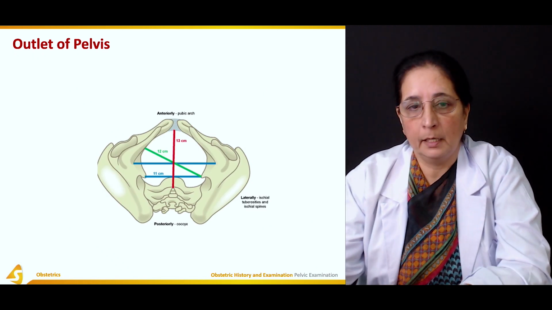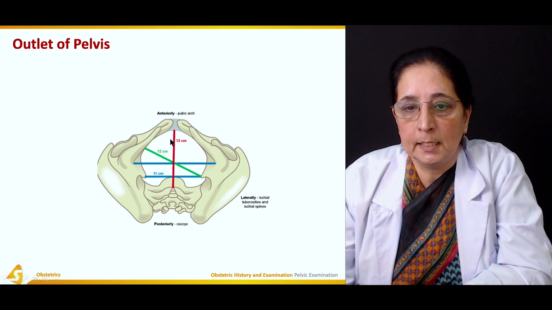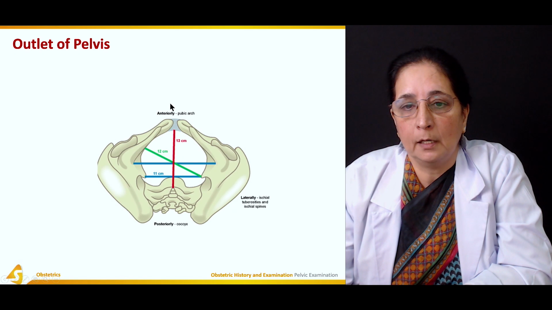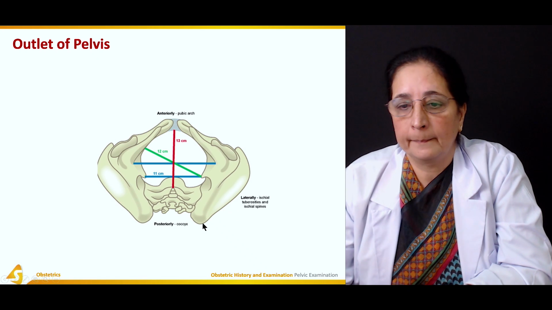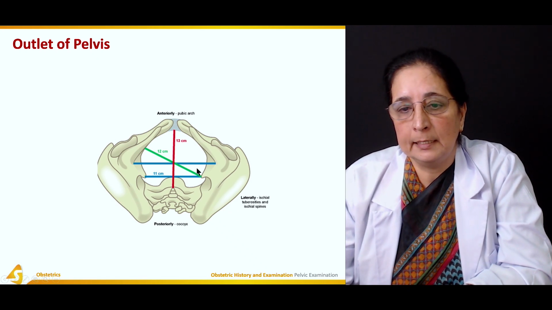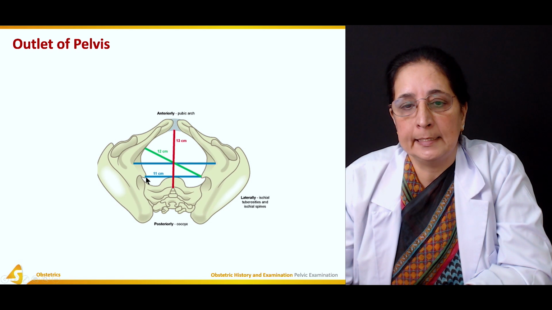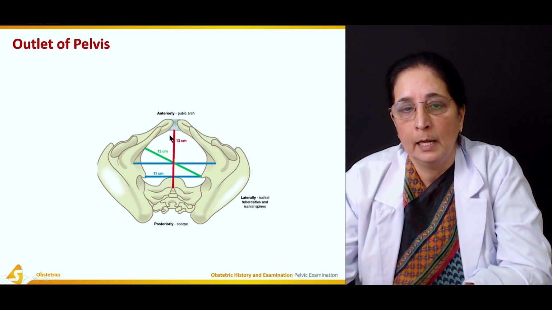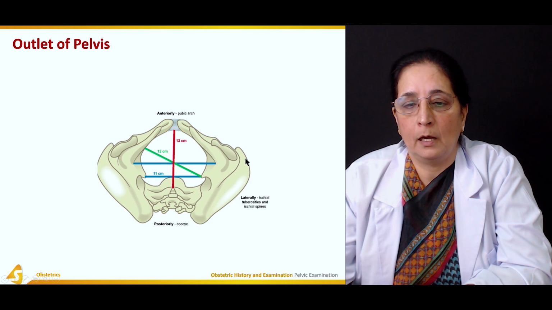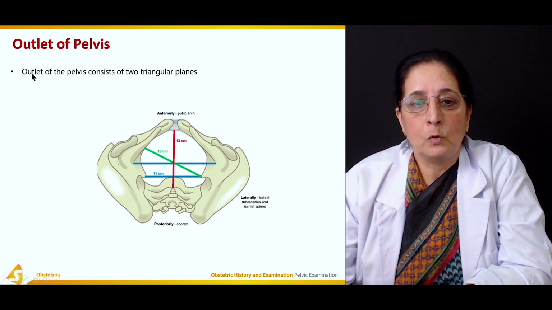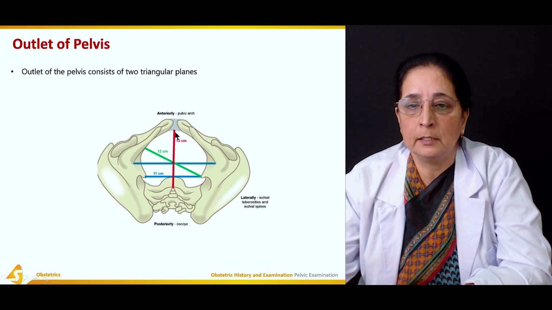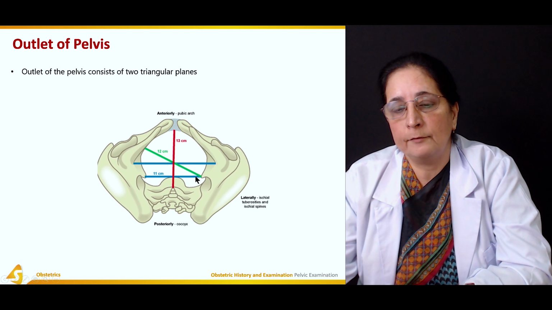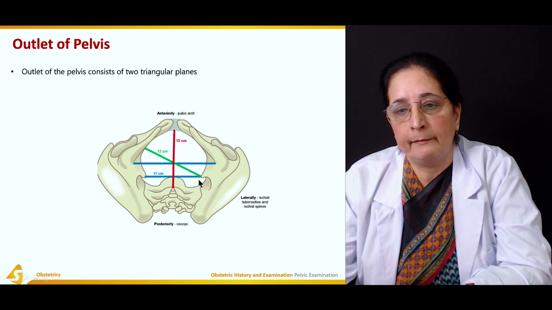Outlet of the pelvis. Now you can see this is the outlet of the pelvis. Anteriorly, this is the pubic arch. Posteriorly is the coccyx. And laterally we have ischial tuberosities and ischial spines. So these are the boundaries of the pelvic outlet. Outlet of the pelvis consists of two triangular planes. So this is 13 centimeter, we have 12 centimeter and 11 centimeter.